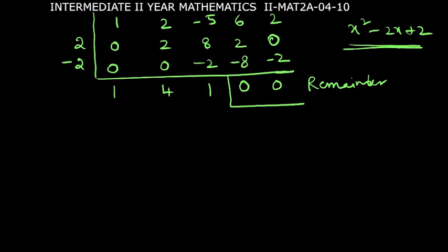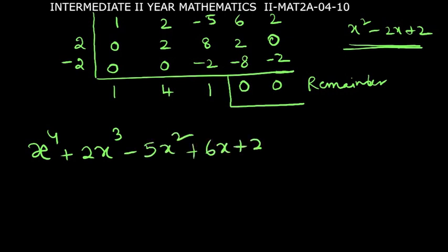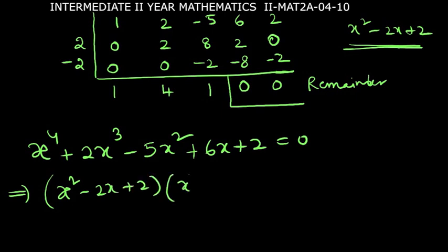So what is the polynomial we have? x power 4 plus 2x cube minus 5x square plus 6x plus 2 is equal to 0 is the given equation. So what are the factors for this? x square minus 2x plus 2 and x square plus 4x plus 1. These are the two quadratic factors, right? Let us go further.